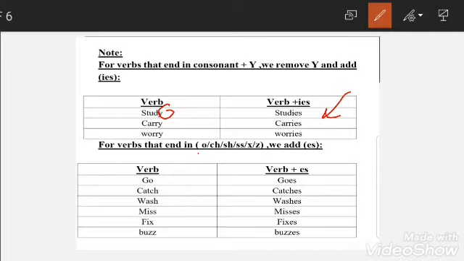For verbs that end in O, CH, SH, S, X, Z, we add ES. As in the verb go, goes, we add ES because this verb ends with O. Catch, catches. Watch, watches. Miss, misses. Fix, fixes. And buzz, buzzes.